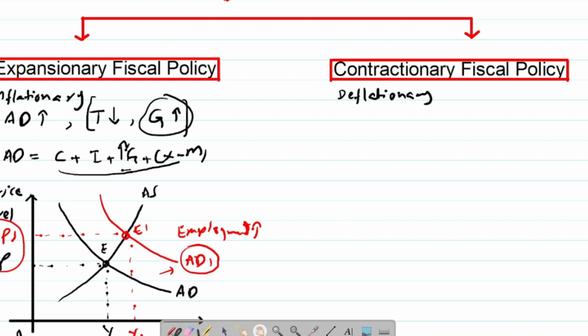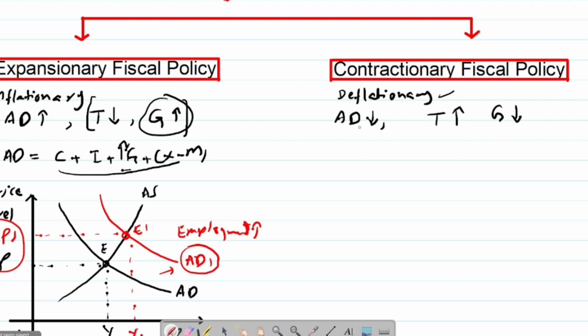And then moving to the contractionary fiscal policy, we will reverse everything. It is a deflationary policy, so its aim is to decrease aggregate demand in the country, and to decrease aggregate demand we will have to increase taxes and decrease government spending. So increase in taxes will decrease purchasing power of the producers. So producers and consumers will spend less and producers will invest less.